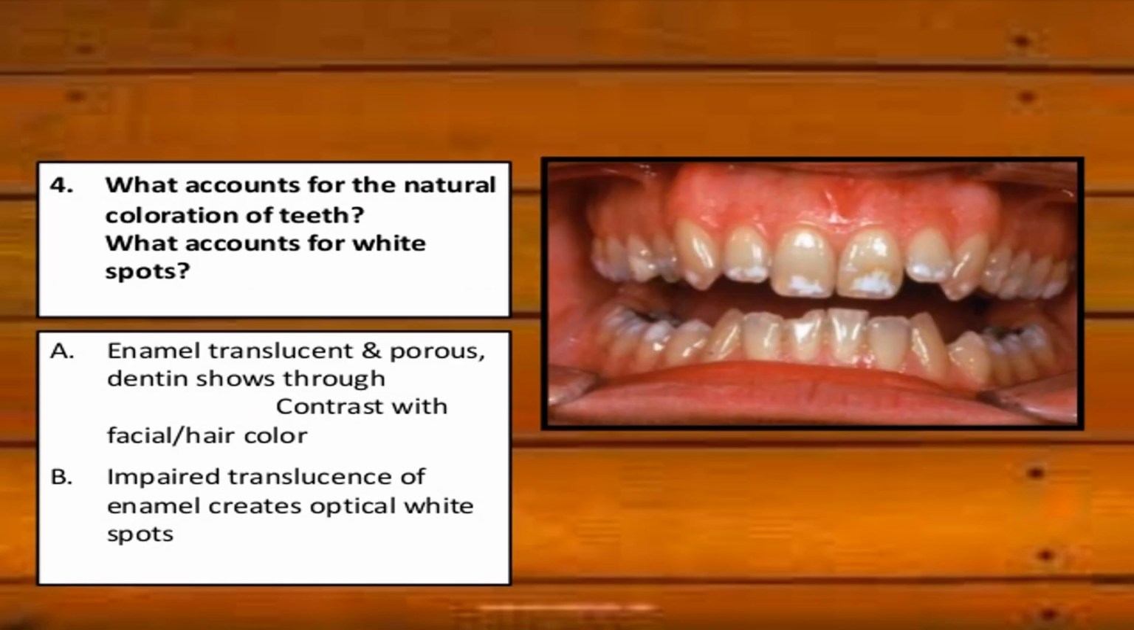What accounts for the natural coloration of teeth? What accounts for white spots? Enamel is translucent and porous, so dentin shows through, in contrast with facial or hair color. Impaired translucence of enamel creates optical white spots.